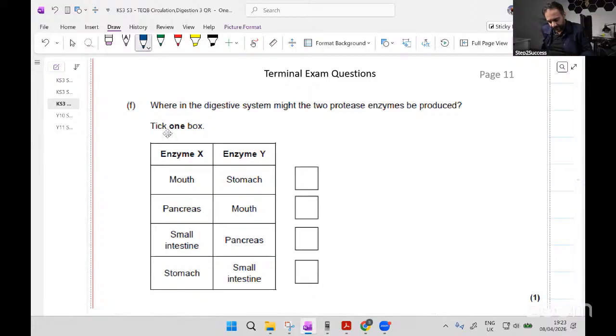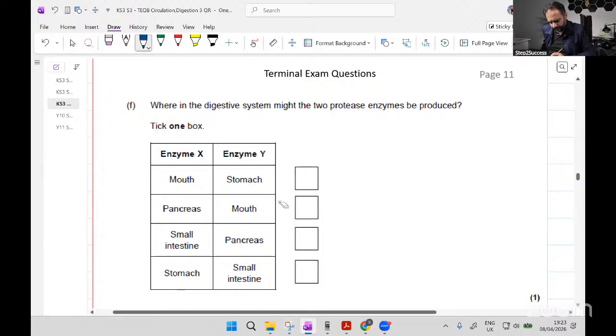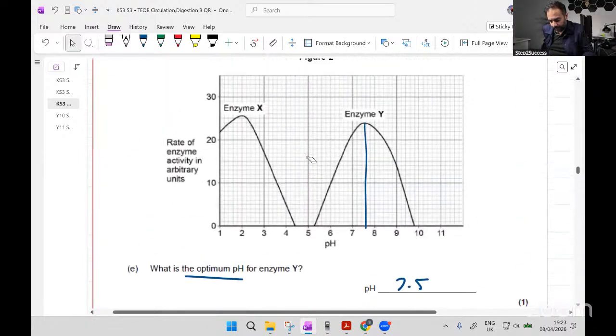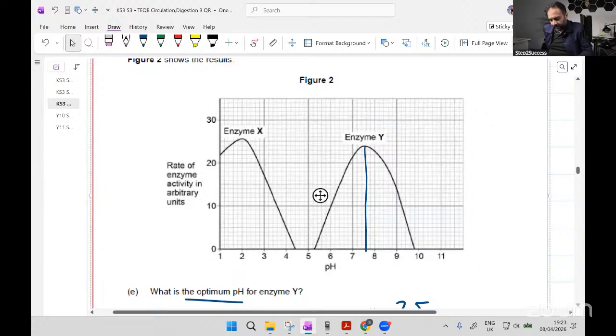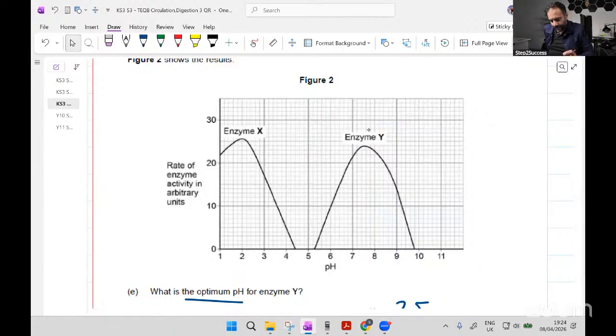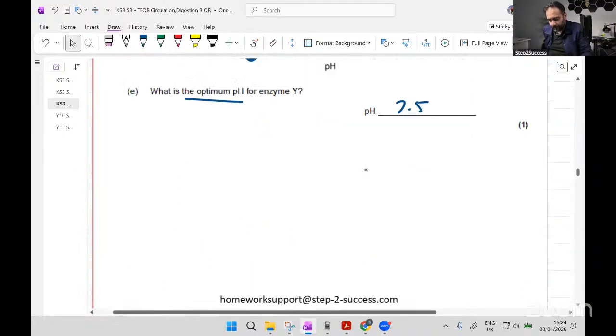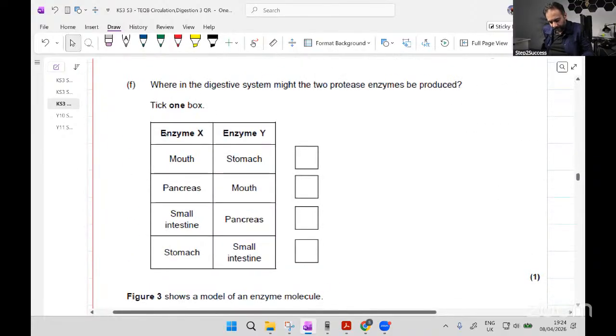So out of these, oh wait. Right, it's a bit tricky this one, but these two enzymes, one of them is produced where the pH is very low, and the other one is produced where it's normal. So the low place will be the stomach. Remember, the stomach has a low pH, it's acidic. So I think it's that one.